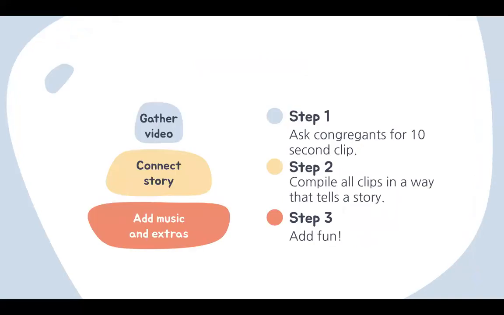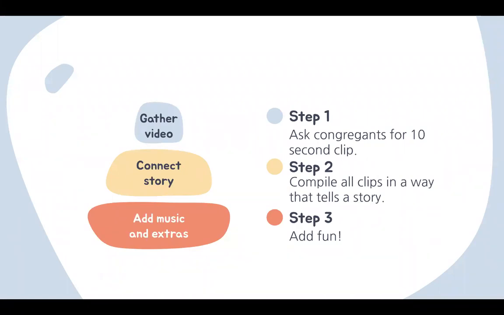So my process is I gather the video, I email a bunch of congregants. Usually there's about 10 different congregants in every video, so I usually email about 15 people, and I'll ask them for a 10-second clip. The reason I email 15 is because some will say no, some will forget, and then I usually get about 10, and on the off chance that I get more than I need, I just keep them for the next week.